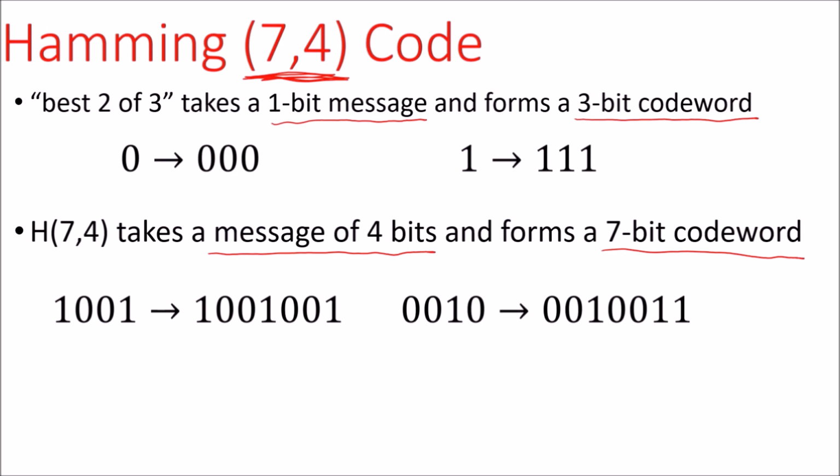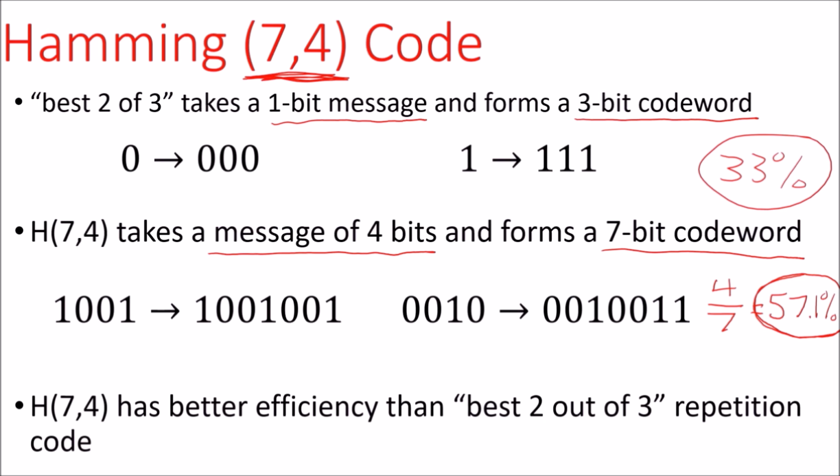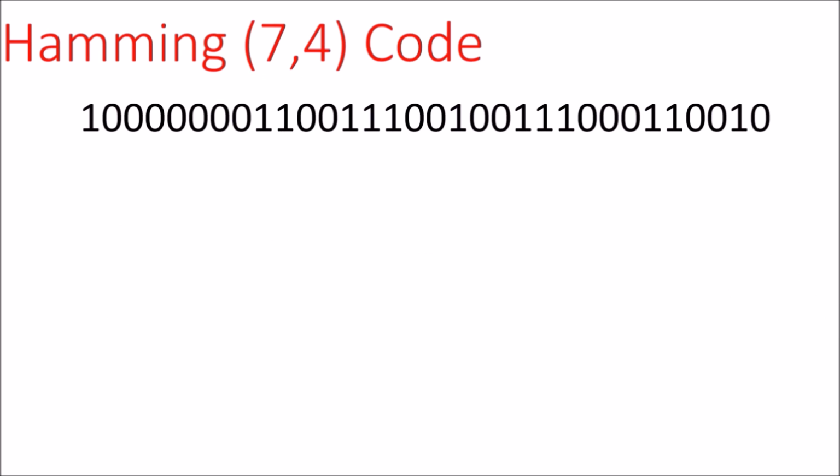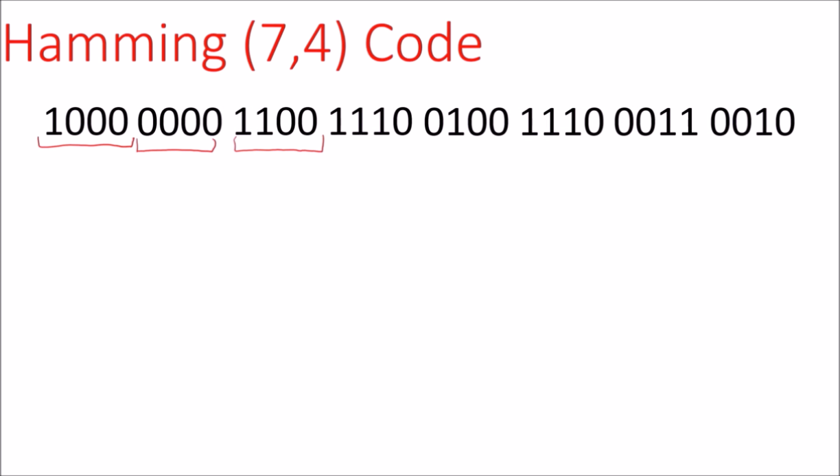So to communicate a 4-bit message, we need to transmit 7 bits. So that means that the Hamming 7,4 code has an efficiency of 4 over 7, which is 57.1%. And this is a pretty big improvement over the 33% efficiency of the best 2 out of 3 code that we used earlier. So let's take a look at how this Hamming 7,4 code works. Let's say that we have this binary message that we want to transmit using the Hamming 7,4 code. The first step is to divide the message up into 4-bit chunks.